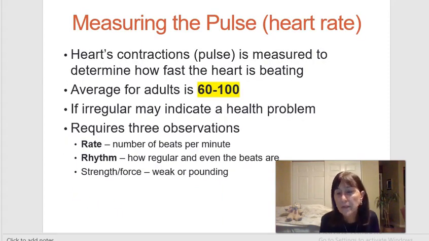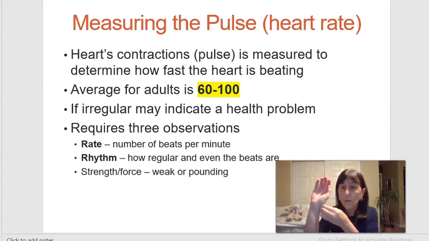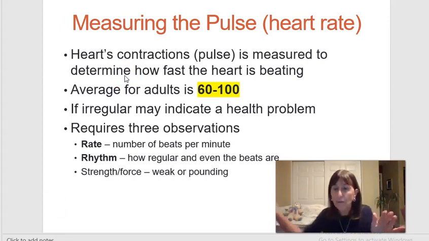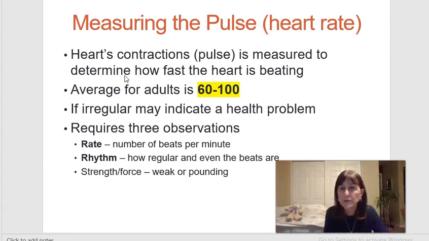Okay, so measuring the pulse. This is what I think is important for you too. We usually measure the pulse, the radial pulse, which is here on the wrist. So what you're actually feeling is every time the heart contracts, it pushes blood through those arteries. And it's kind of like a ripple effect, like you would see on a cartoon. And every time that blood goes through, you could feel it ripple through the artery.